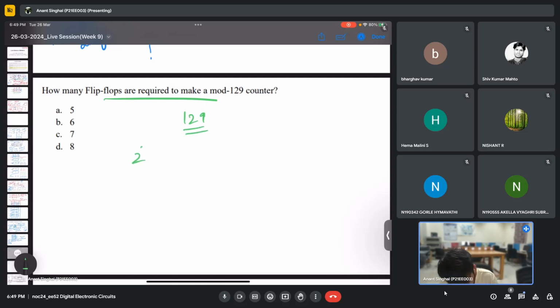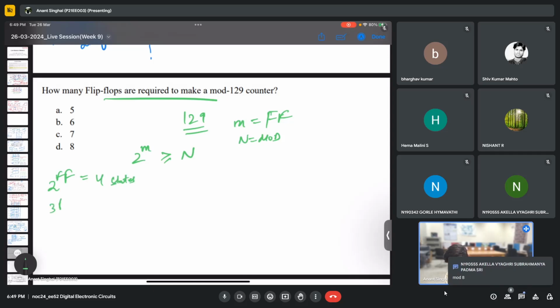We already know that if we have m flip-flops, then 2 to the power m should be greater than n, where m is the number of flip-flops and n is the mod. Why? Because for two flip-flops we have four states, similarly for three flip-flops we have eight states, and so on. Here it is given a mod 129 counter, so 2 raised to the power m should be greater than 129.